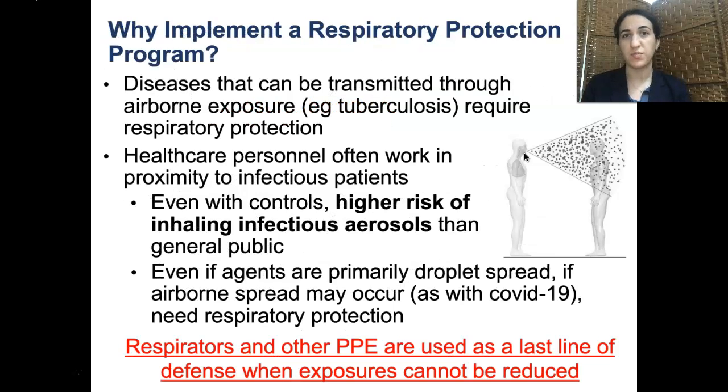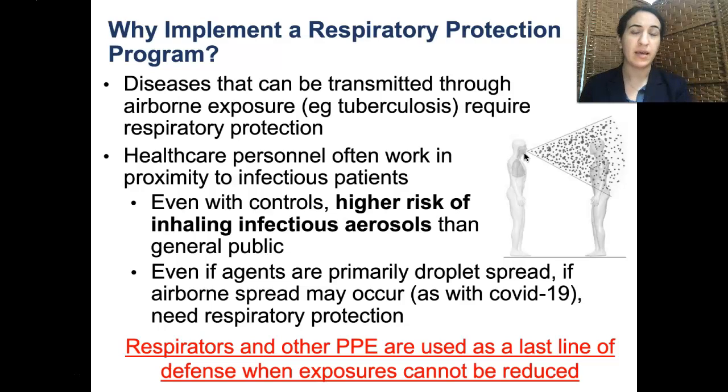So why implement a respiratory protection program? Diseases that can be transmitted through airborne exposure require respiratory protection that filters the air and fits close to the face so that airborne particles can't enter the nose or mouth. Healthcare personnel must often work in close proximity to many infectious patients. Healthcare workers have a higher risk of inhaling infectious aerosols than the general public. Even for agents that are primarily droplet spread, if there is a possibility of airborne spread, such as with COVID-19, healthcare workers need respiratory protection.